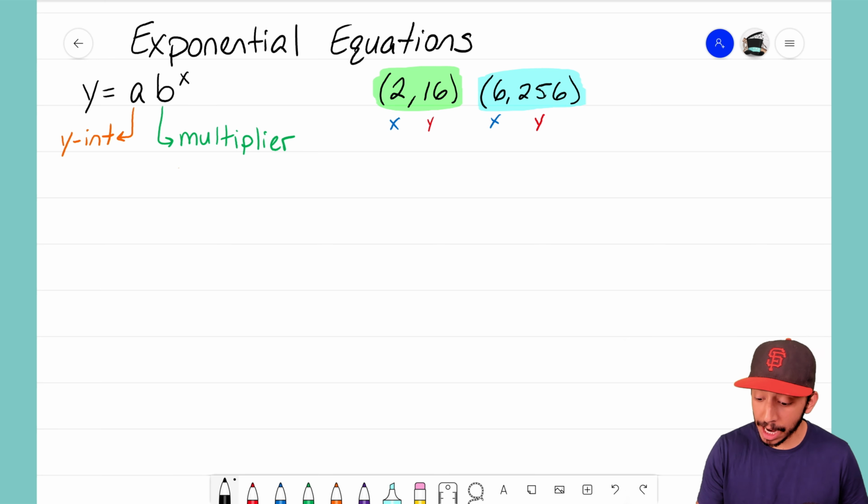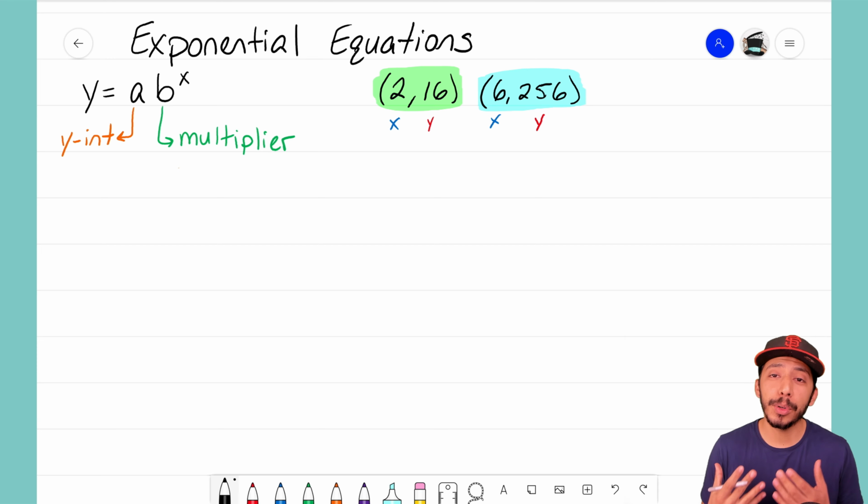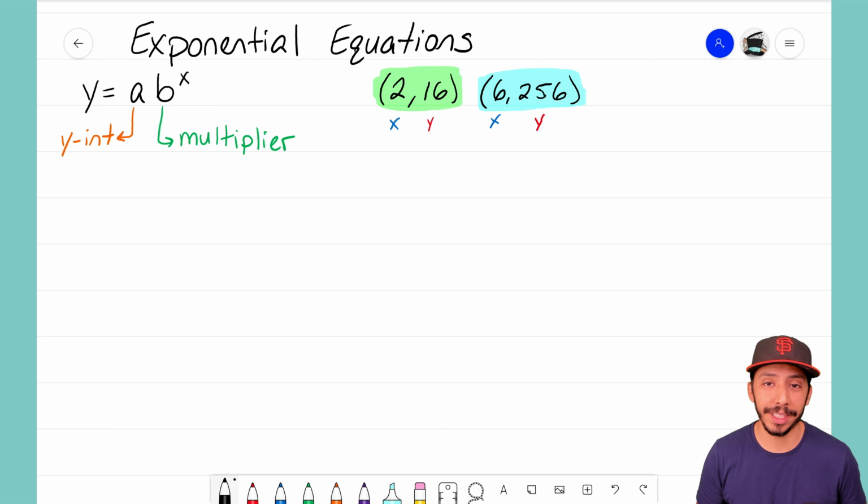Now you'll notice underneath the points I have labeled what each point is for the x value. We see x equals 2, x equals 6, and we see their corresponding y values. When x is 2, y equals 16, and when x equals 6, y equals 256. So since we have those 2 points, we want to create 2 different equations. If we can come up with 2 equations from those 2 points, it'll help us figure out what our missing a and our missing b term are.